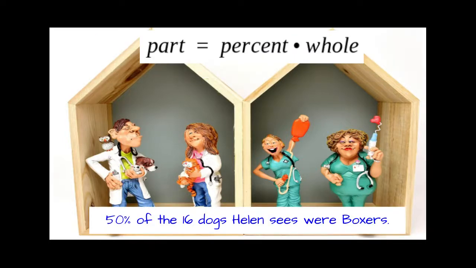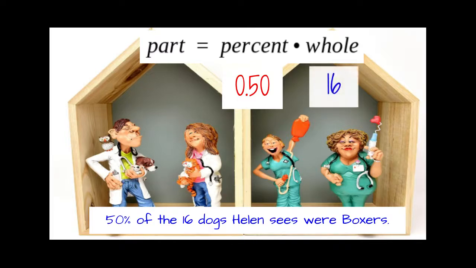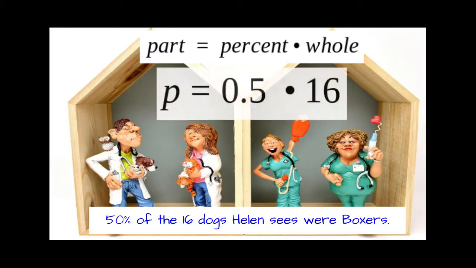Let's use our percent equation to fill it in to figure out which one the part would be. So the percent needed to be turned into a decimal. So it's 0.50. The whole is 16 because that's everything. And we're missing the part, so we're going to call that P. So let's rewrite it like an equation. So we're going to multiply 0.5, which is the same as 0.50, times 16. So go ahead and multiply that to see what you get.